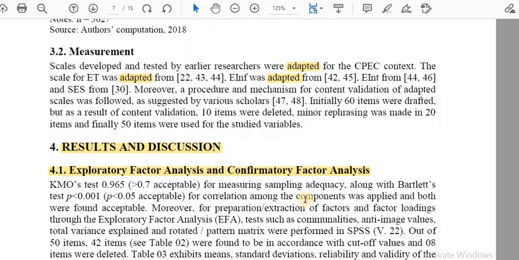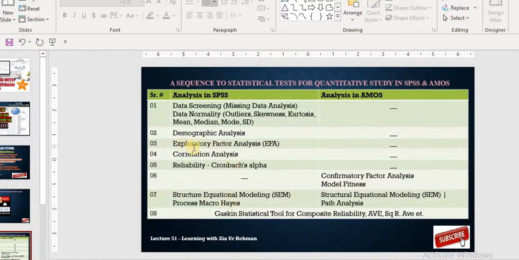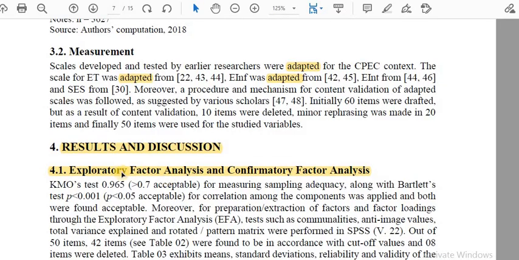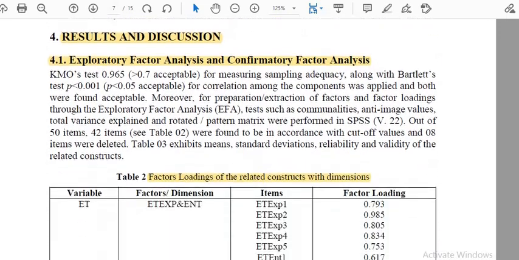Then there are measurement scales, in which I wrote that I have adapted these scales developed by earlier scholars. So it means that I need to perform the exploratory factor analysis, which I told you in the previous lecture: if I develop a new instrument for my study for collection of data, or I have adapted the scale by modifying the earlier developed scale, then I need to apply the EFA test. So in this paper I have applied the exploratory factor analysis test as well as the confirmatory factor analysis.